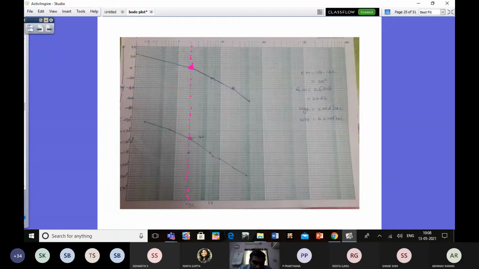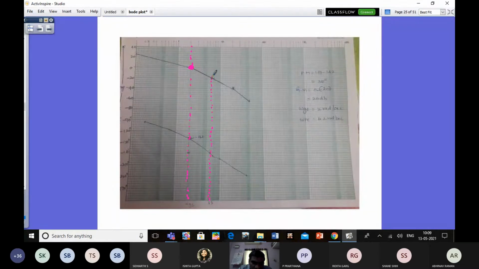Next, you can see in the phase angle plot where it is intersecting minus 180 degree. What is that frequency? What is that frequency which is intersecting at minus 180 degree phase angle?